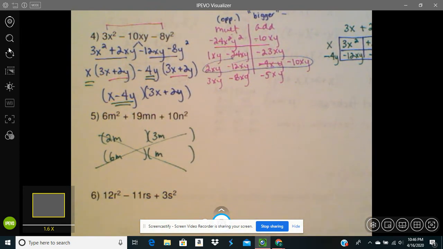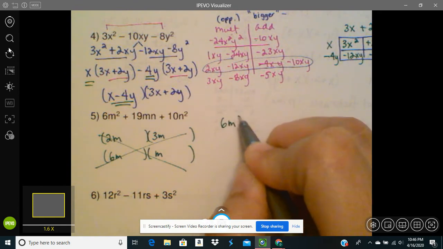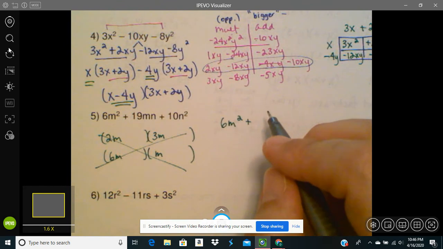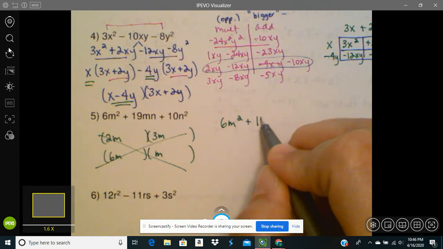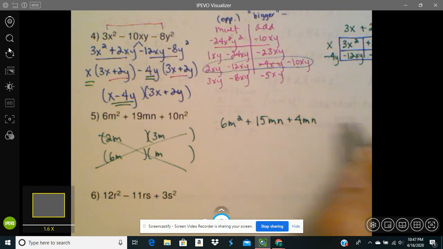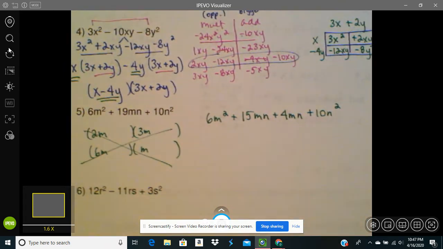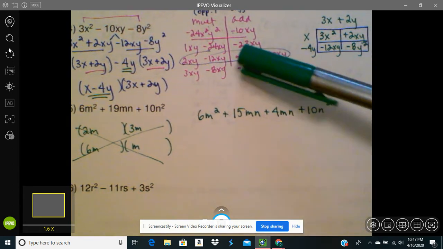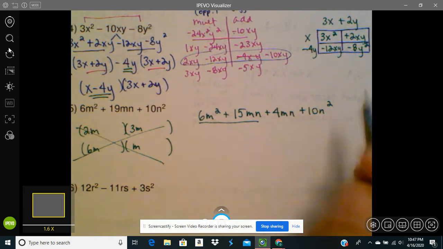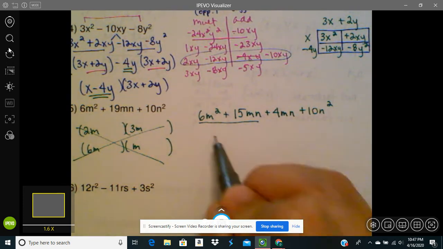I would rewrite this as 6m squared. Remember I said it's 15 times 4. So 15mn plus 4mn plus 10n squared. And again, do this. It's in the notes, but just to keep you from listening to me drone on forever, I'm going to kind of knock this one out.